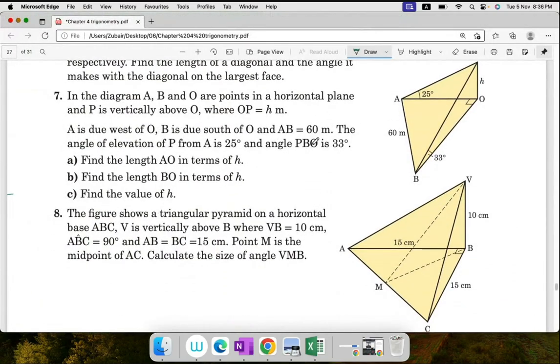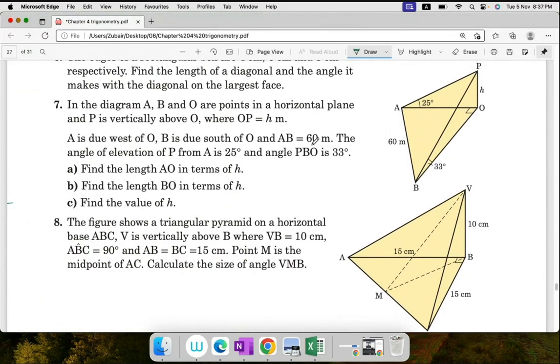Number 7. In the diagram, A, B, and O are points on a horizontal plane. Keyword: horizontal plane. P is vertically above, again a keyword. So POA is 90, POB is also 90. AOB is already given, that's 90. So vertical and horizontal are at right angles to each other.